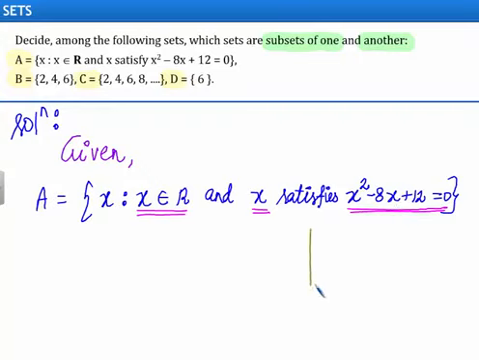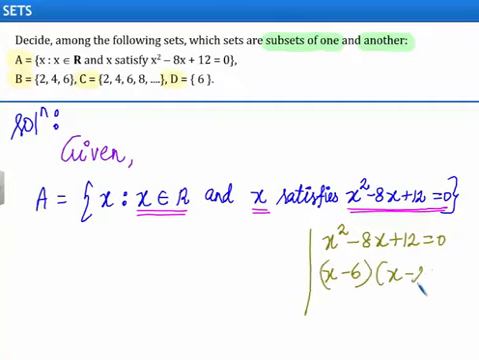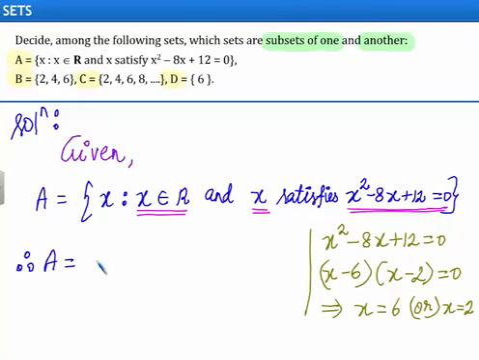Let us consider the equation x squared minus 8x plus 12 is equal to 0. So we can write this as (x minus 6) multiplied by (x minus 2) is equal to 0. From this we get x is equal to 6 or x is equal to 2. Therefore, we can write set A as the set of elements 2, 6.